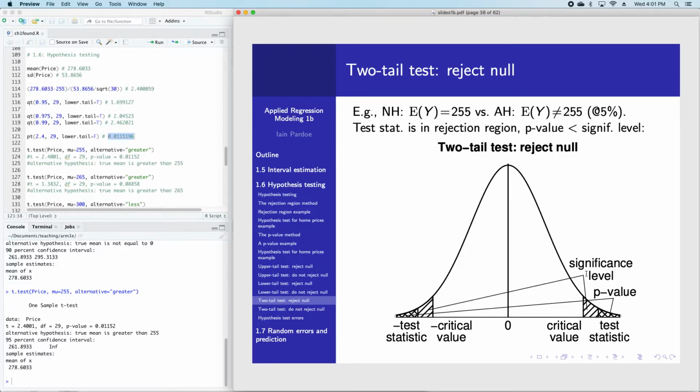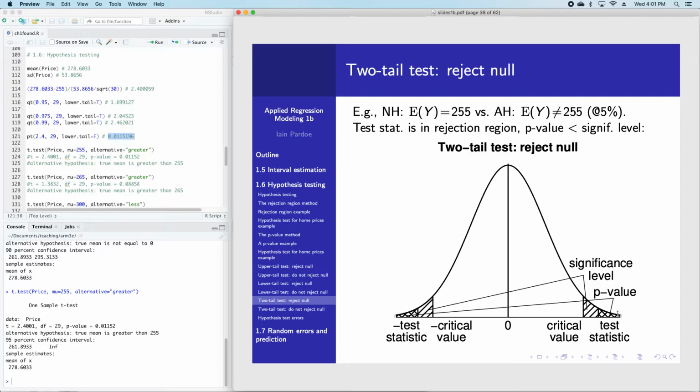The significance level, we divide that between the two tails, so half of the significance level would go up here, half would go down here. So let's say significance level 5%, we would have 2.5% in the upper tail and 2.5% in the lower tail. And similarly, our p-value gets divided. Half of it is up here in the upper tail, half of it is down here in the lower tail.